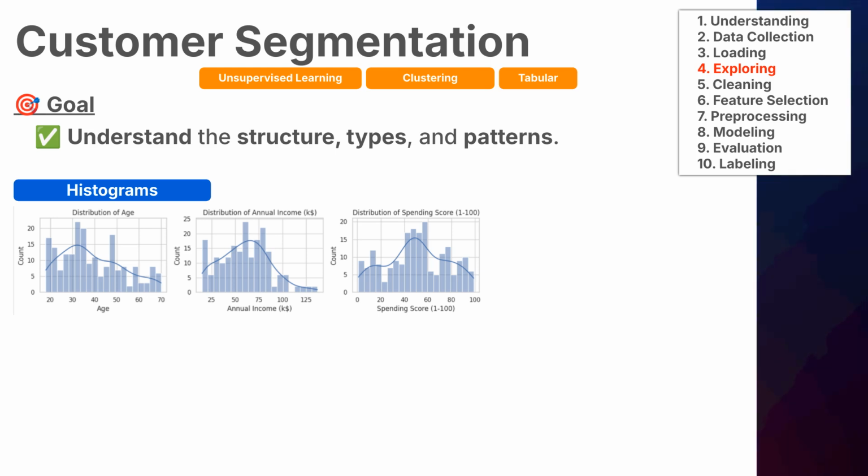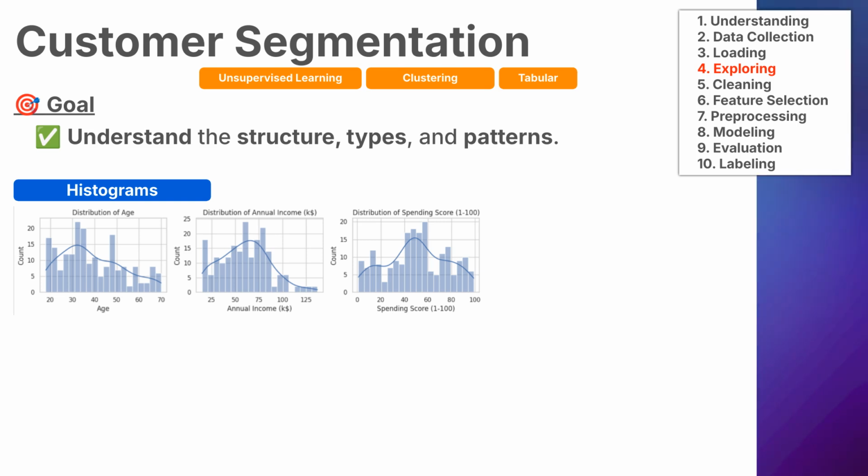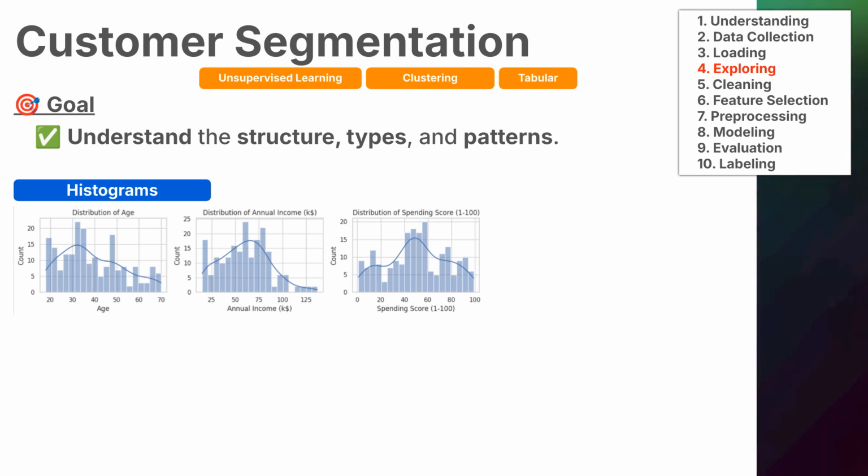From the distribution of spending score, the spending scores range across the full scale from 1 to 100, indicating diverse spending habits. The distribution is multimodal, showing noticeable peaks around 40 to 60 and again near 80. This suggests there may be distinct groups of spenders: low, average, and high.